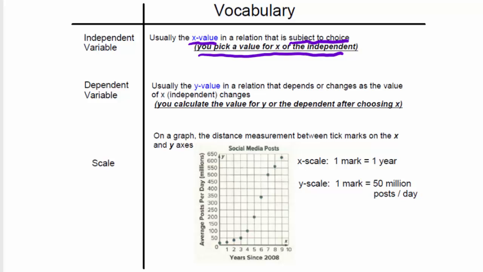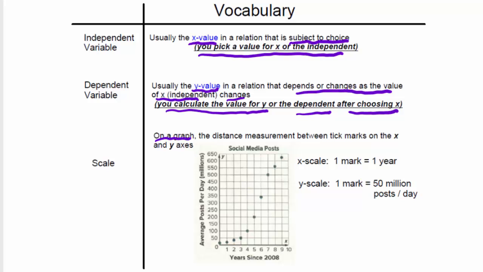The dependent variable is usually the y value in a relation, and that depends or changes as the value of x or the independent changes. So in other words, you calculate the value of y or the dependent variable only after you choose an x. So you choose an x, that's your input, and then you have an output, also known as the dependent or the y value. Now scale is referred to on graphs.